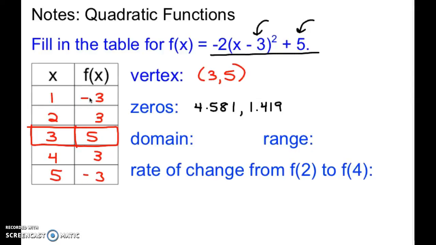All the graphs we've been talking about go on forever left and right, which means your domain is every number, because the x values can be any number left or right, so all reals. Your range, however, is a little bit different on this.